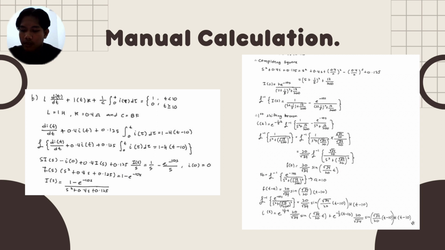e to the power of negative 10s over s square plus square root 17 over 200, a equal to 10. We got e to the power of negative 1/5 t, 20 over square root 34 sin (square root 34 over 20 t), plus e to the power of negative 1/5 (t minus 10), 20 over square root 34 sin (square root 34 over 20 (t minus 10)) h(t minus 10).